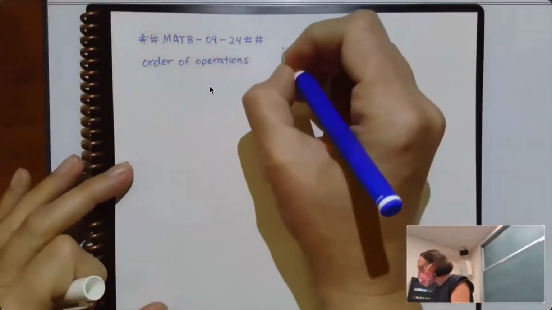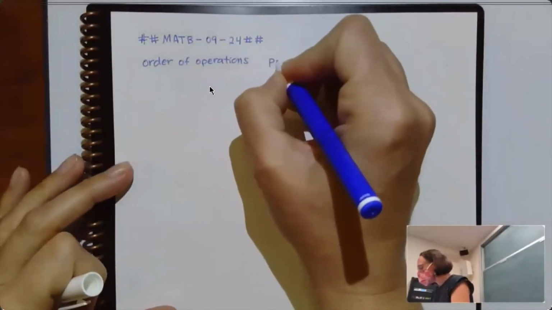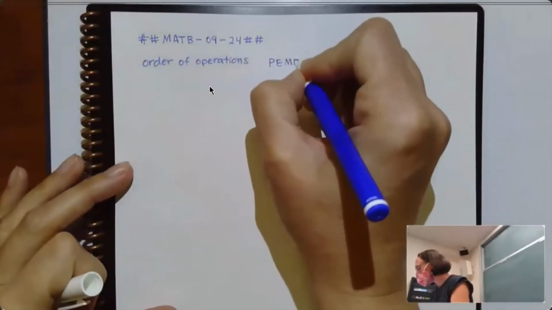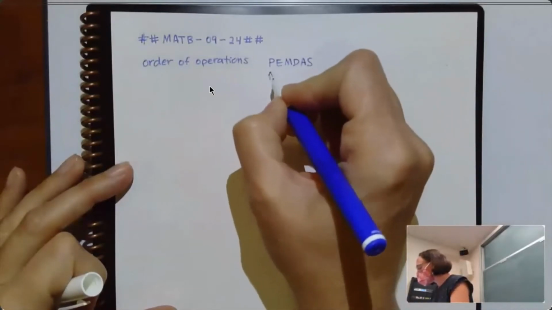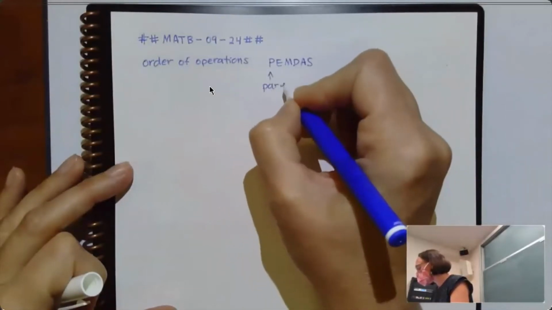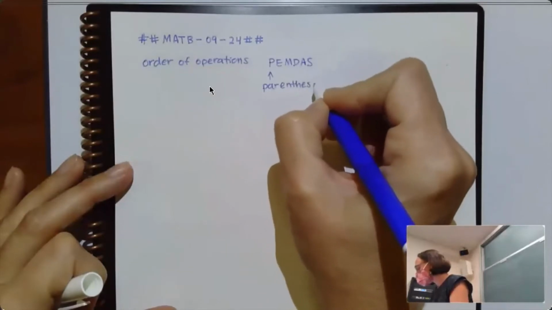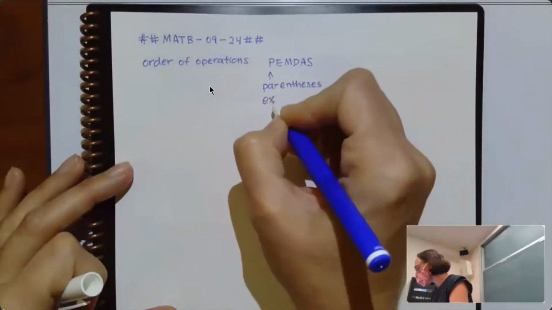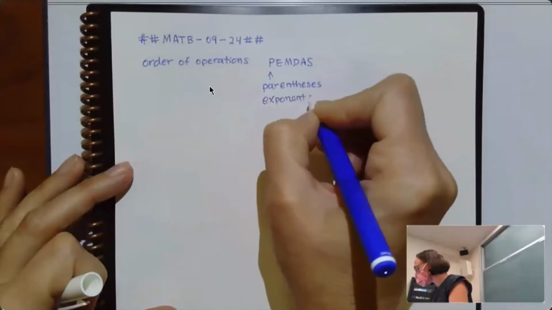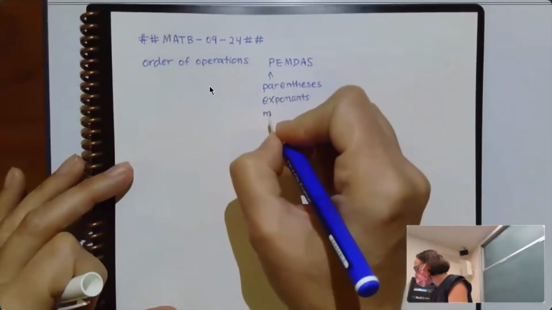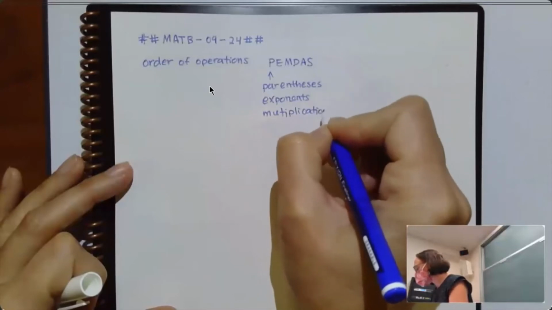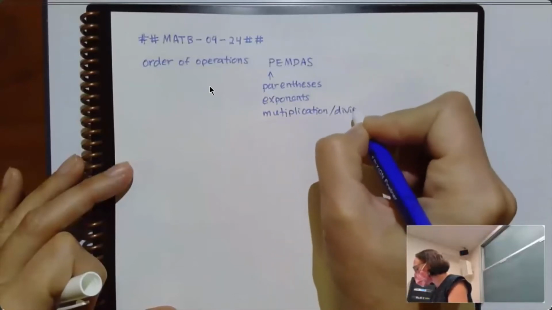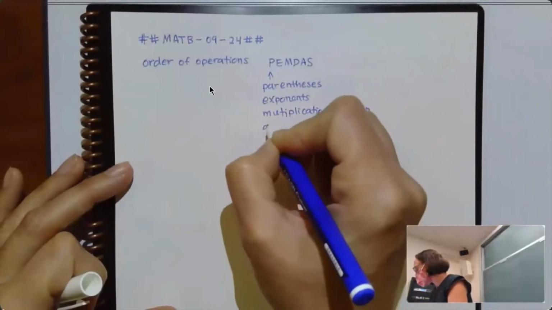Sometimes people use the acronym PEMDAS, which is parentheses, exponents, multiplication and division, and then addition, subtraction.